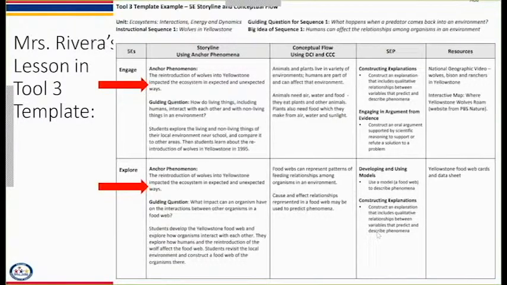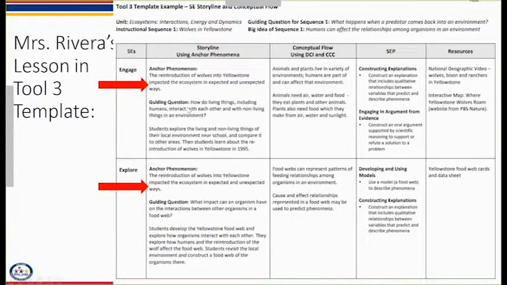And in your handout packet, there is this template here for you to put in your Tool 3 template. So in Tool 1, you have your blueprint, and there was a template for you to fill in the information for that. For Tool 3, there's also a template, and it does have the 5 E's listed on the side, along with reminders to add in your anchor phenomena. The reintroduction of wolves into Yellowstone impacted the ecosystem in expected and unexpected ways.